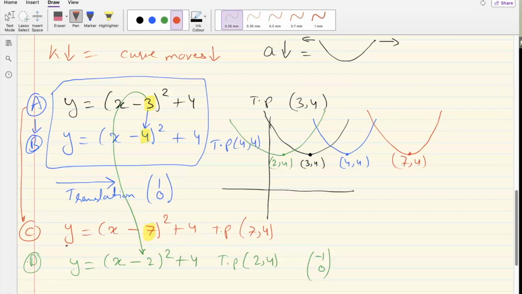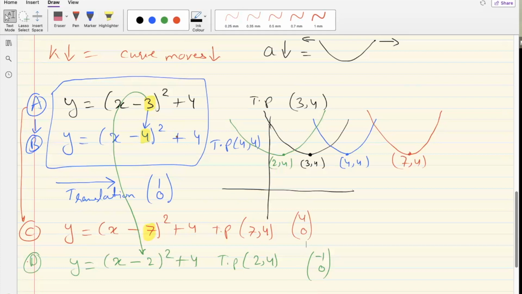Comparing with the first one, the translation vector for C: it moves 4 units in the horizontal direction and 0 units in the y direction. So we just saw what happens when we increase or decrease the value of h.